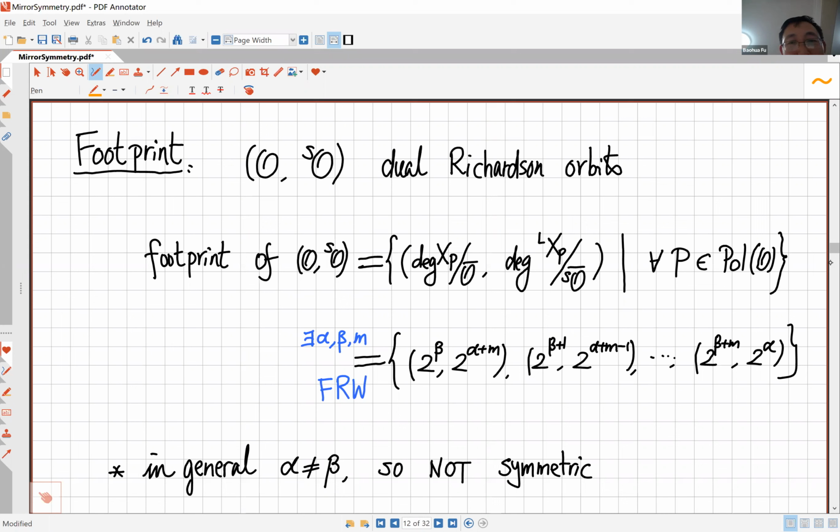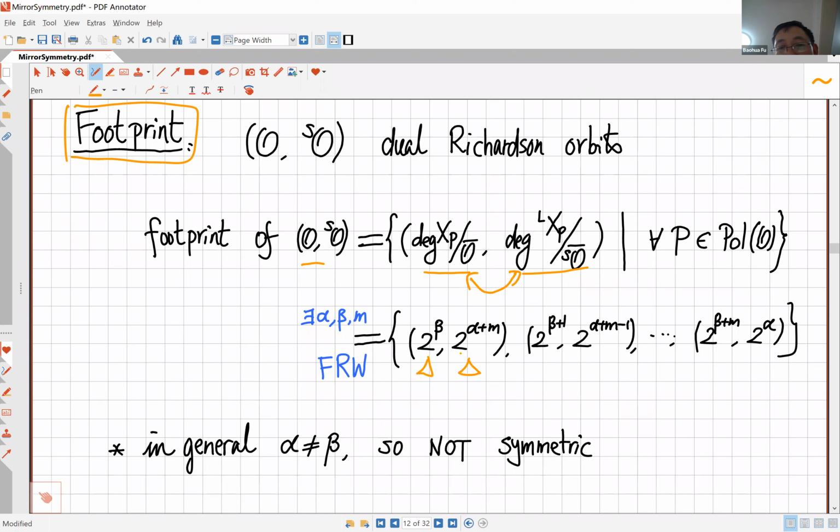In order to record this, we introduce something called the footprint. Footprint means you put all these degrees together, and we found that these degrees range from 2 to the power beta. First of all, this product is the same. So you see the power is alpha plus beta plus m, and each term is like this. Then you have this continuous exponent from beta to beta plus m, and this usually goes from alpha plus m, alpha plus m minus one, down to alpha. So this gives you just the footprint.